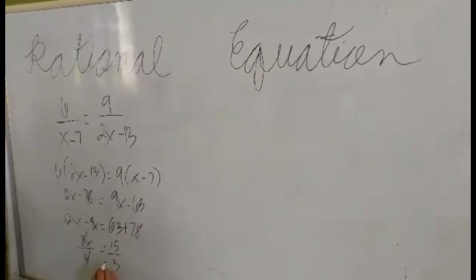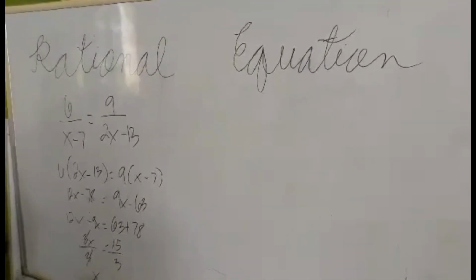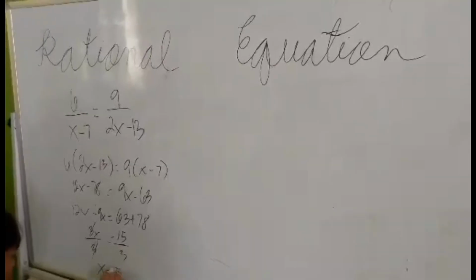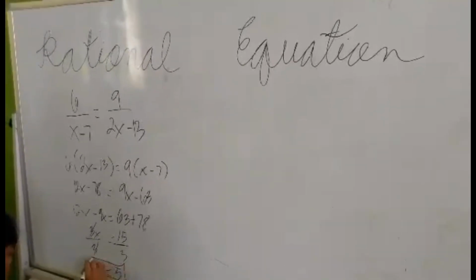So 15. Let's cross out the 3x and 3. So 15 over 15 divided by 3 is 5.